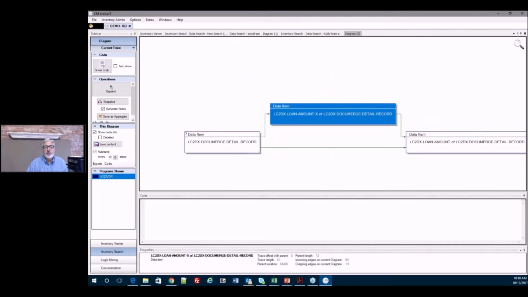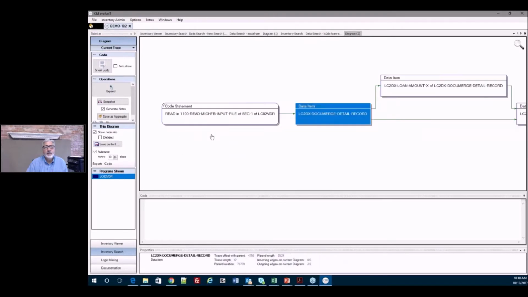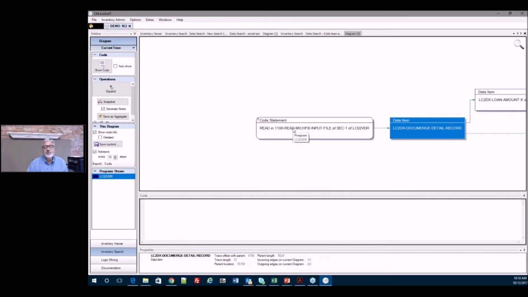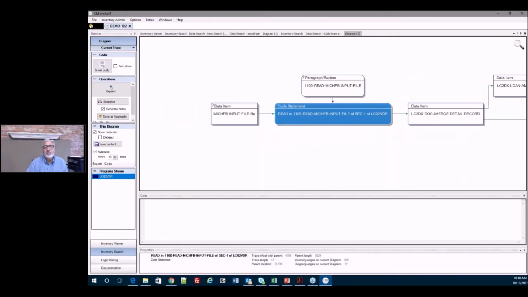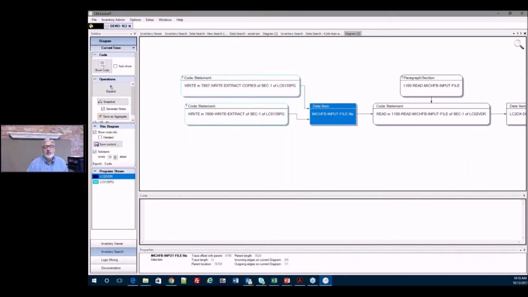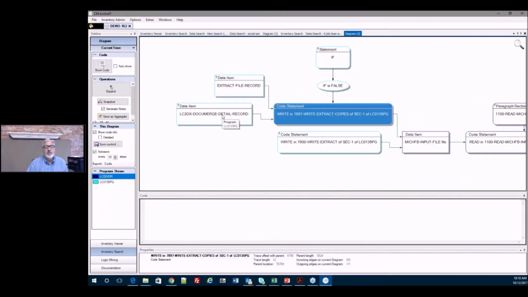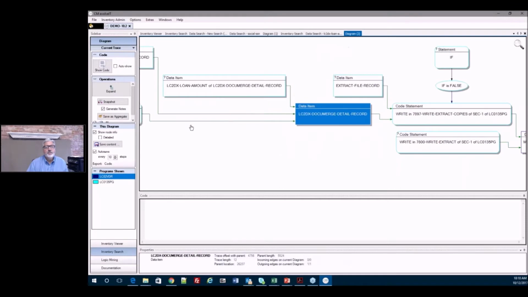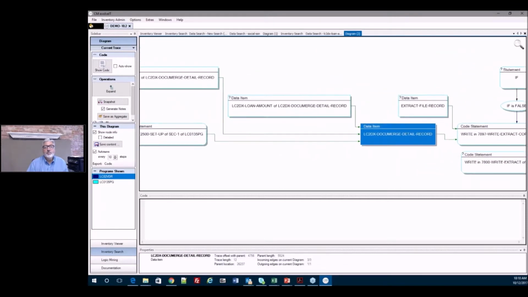So I'm going to expand this path, and we're going to see that the first thing we notice is a read within this program, and we see a file that is read. And again, as I did before, I traced across the read-write boundary here, and we see a separate program down here that is writing our data, and we can continue down our path and understand where this loan amount came from.